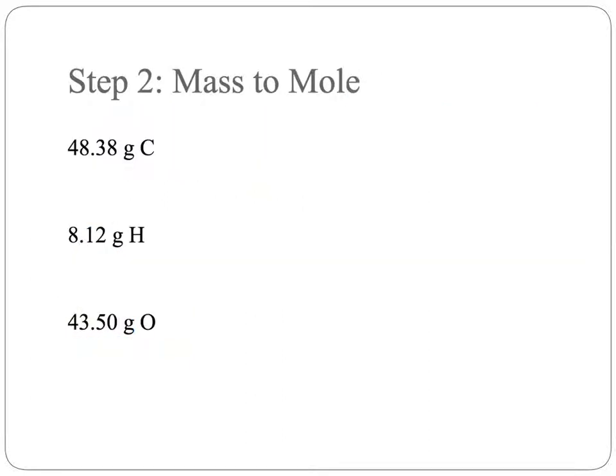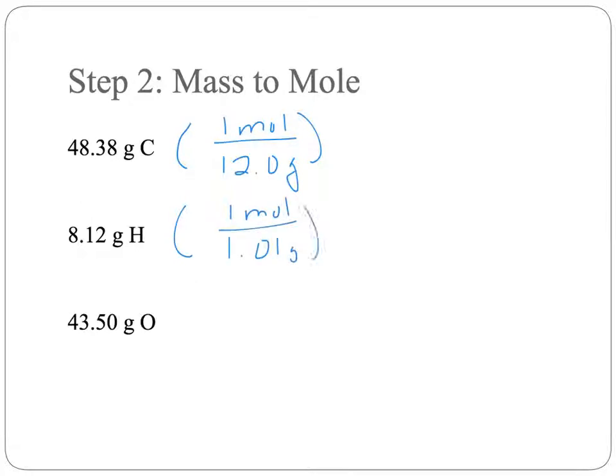After doing percent to mass, the next step is to take the mass to mole. And this process should be something that you're very familiar with by now. It is just the calculation of going back to the periodic table and looking at the amount of grams present in 1 mole, multiplying by that conversion factor. So for carbon, in 1 mole, we have 12.0 grams. In hydrogen, in 1 mole, we have 1.01 grams. And in oxygen, in 1 mole, we have 16.0 grams.